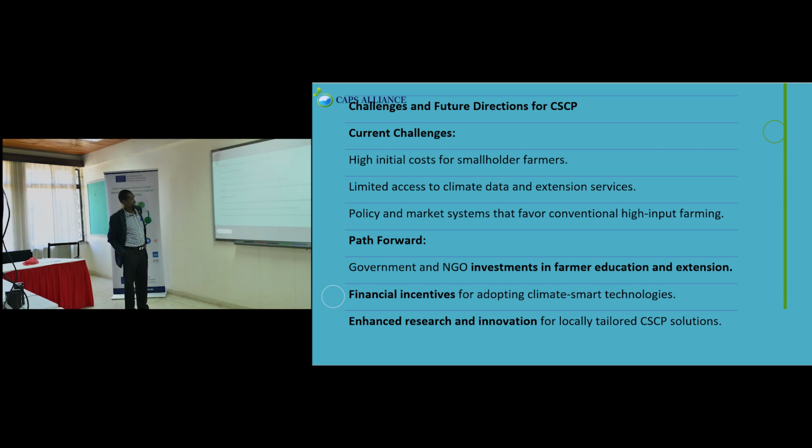Pathways: government and NGOs investment. We talked about that. They need to provide the finances. They need to provide the policies. These are critical. Enhance research, of course, innovation in terms of biotechnology and so forth. Next.